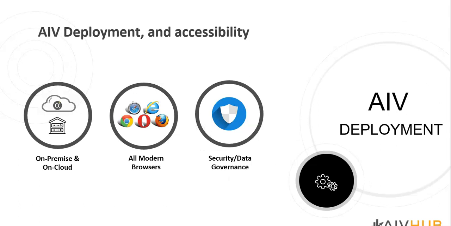AIV is a flexible product where you can deploy it either on premise or on a cloud server. And when I say on the cloud, it should be the client's cloud. Since AIV is a GDPR compliant company, we do not touch your data. We make sure that data security and data governance is there, so no person can access or delete someone else's data. It's a complete web-based application, so it can be accessed through any modern browser.